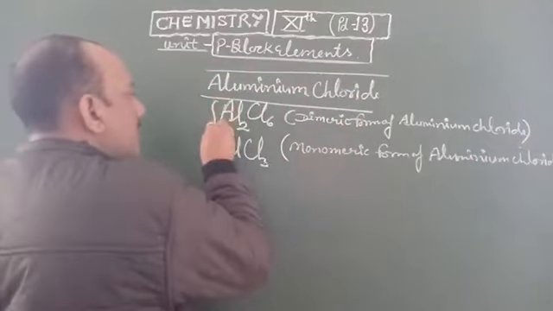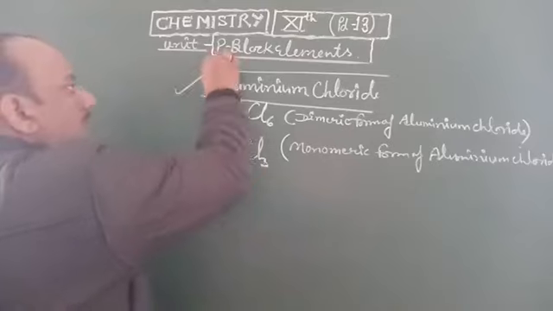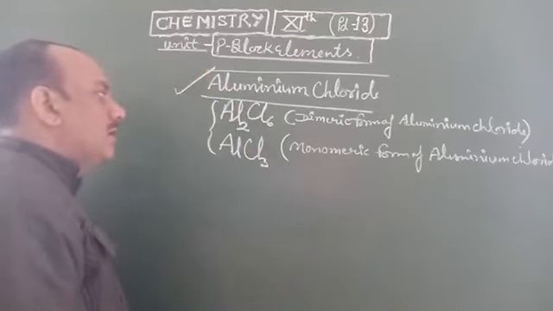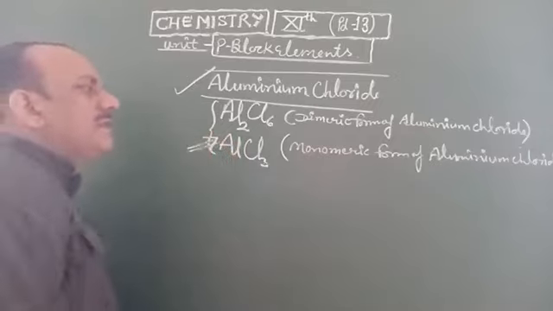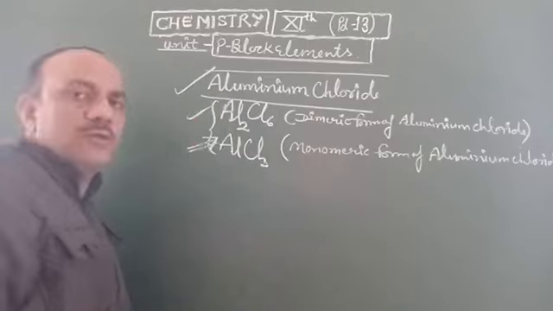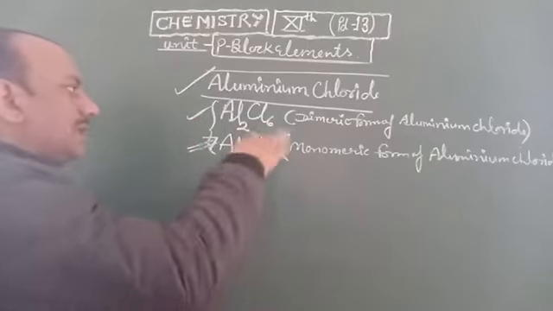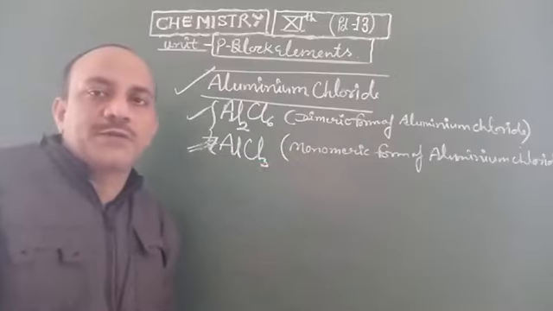Both molecular formulas belong to the compound aluminium chloride, because some chemical reactions are completed with AlCl3 and some with Al2Cl6. Both are the same, but their forms are different. First we discuss how we can produce it.